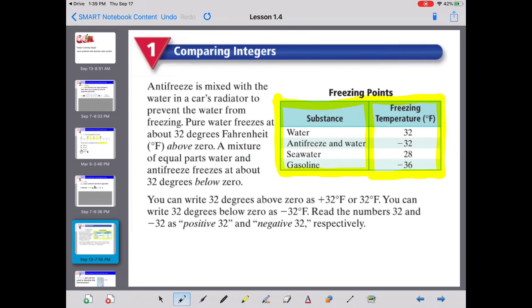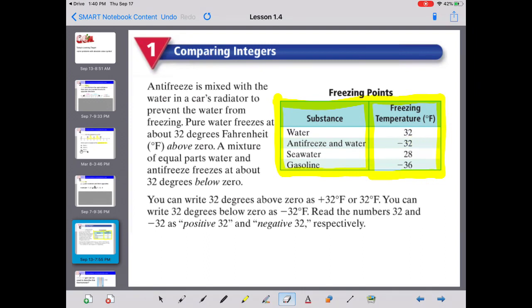Notice that water freezes at 32 degrees. If it's positive 32, you do not need to write plus 32. You can, but you don't have to. It is understood that if a number does not have a plus sign in front of it, it still is positive. On the other hand, antifreeze in water freezes at -32 degrees Fahrenheit. You must have the negative sign in front of it if you're going to indicate a negative number.